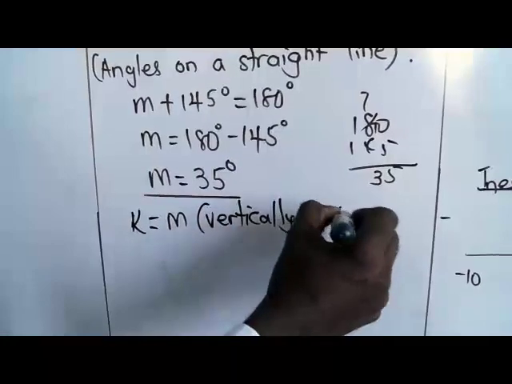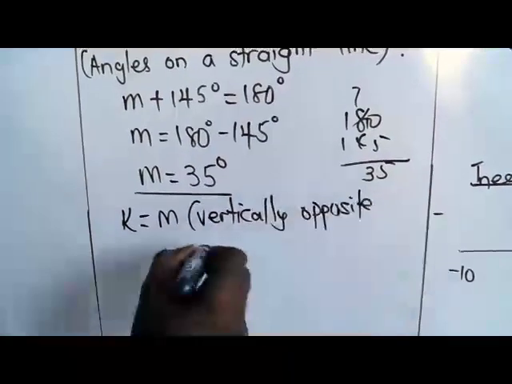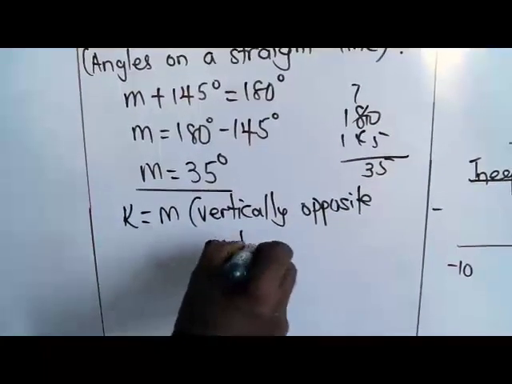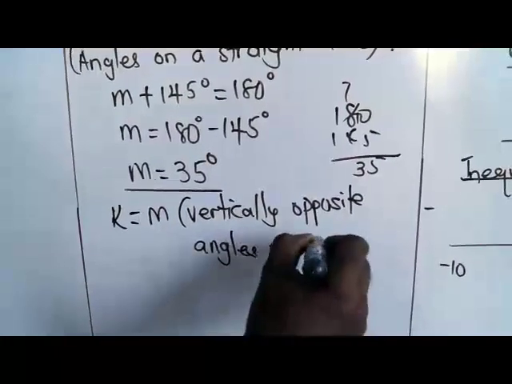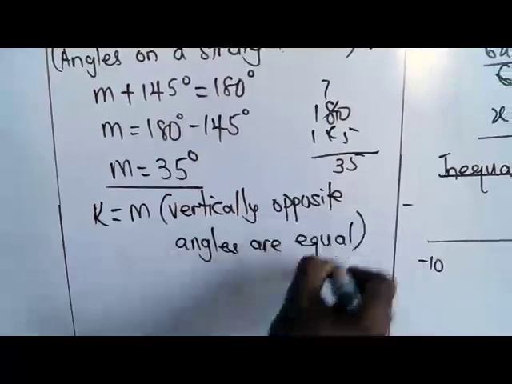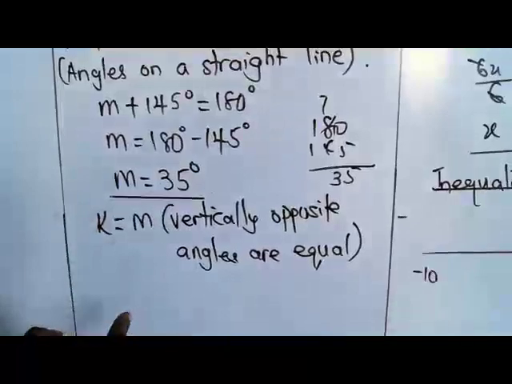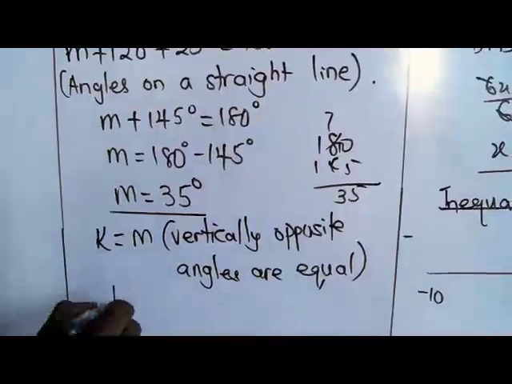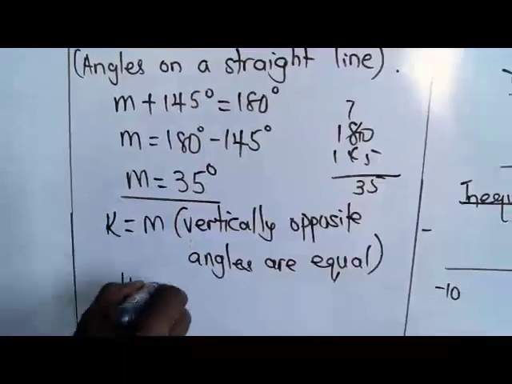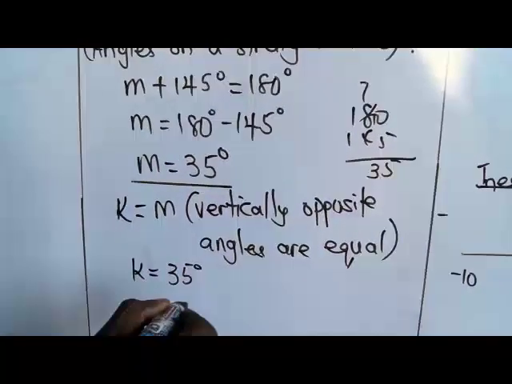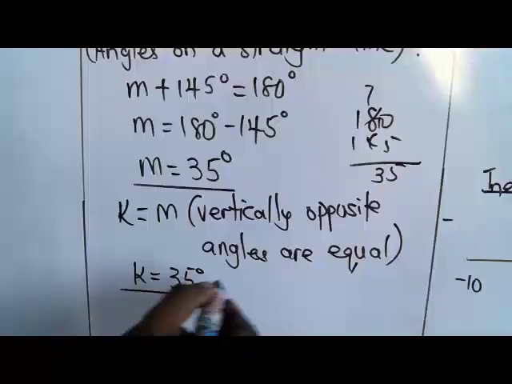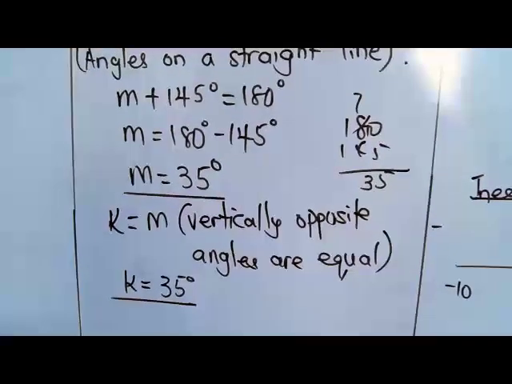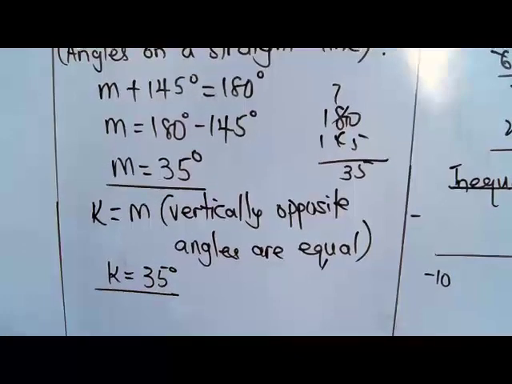Vertically opposite angles are equal, and don't forget we've previously gotten M. So if K is equal to M because they are vertically opposite angles and they are equal, then we can say that K is equal to 35 degrees. Yeah, that is coming from the property that says vertically opposite angles are equal.